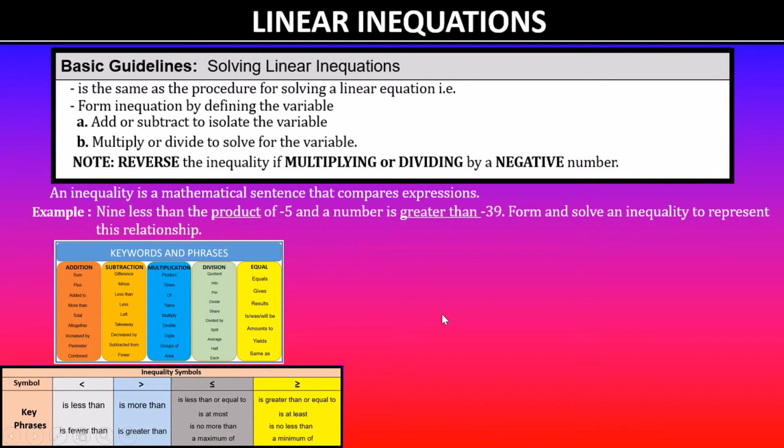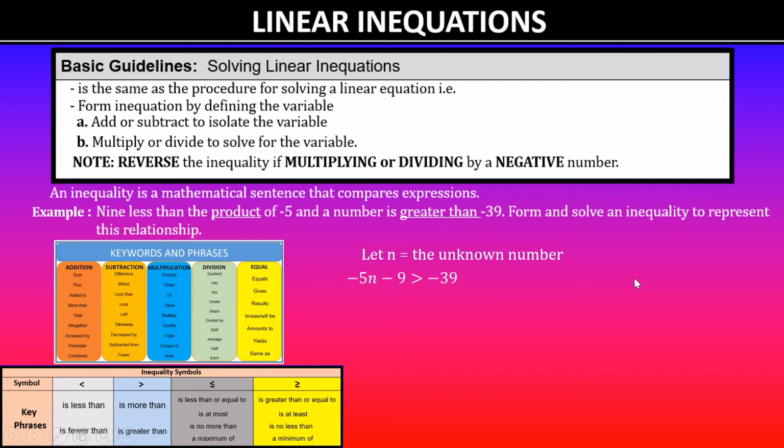So using these keywords, we'll form an equation. We'll let n be the unknown number in this case, and it says 9 is less than the product of -5 and a number. So the product of -5 and a number means -5 times n in this case. And then it says 9 less than, so take away 9, should be greater than -39. So we'll put that information there. So -5 times n, because it was product, and then 9 less than that, so -9 is greater than -39.